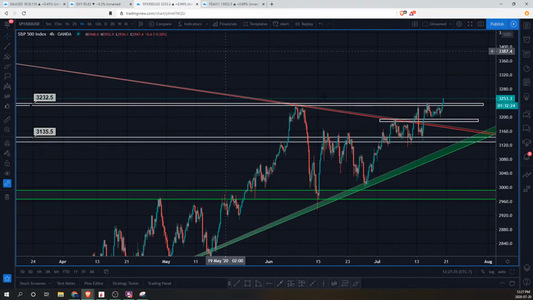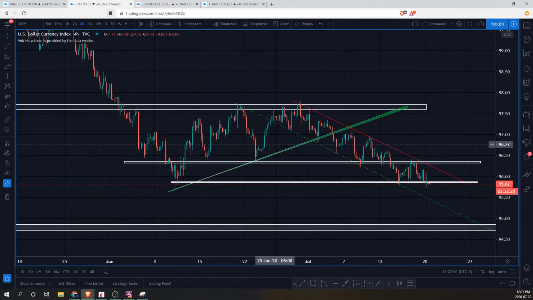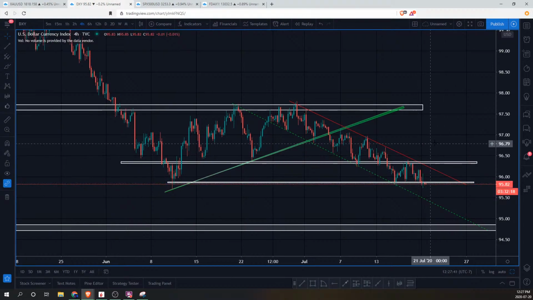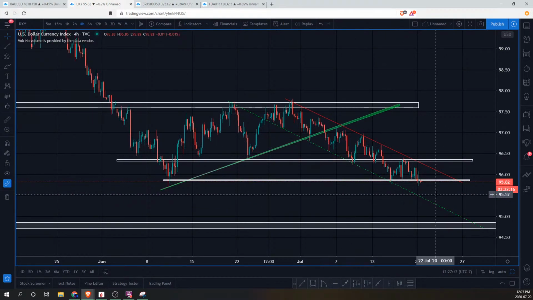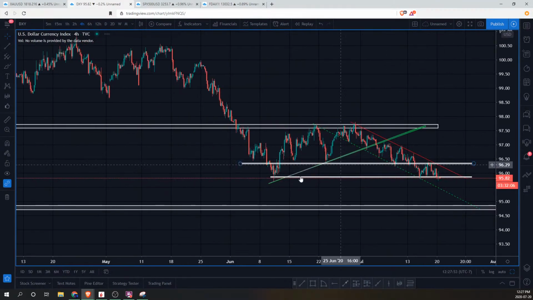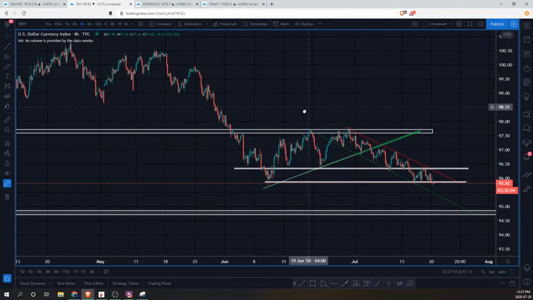So with the S&P breaking to the upside, looking really strong, I do expect the dollar to weaken further from this point. Like we said, we've been holding a descending channel with a series of lower lows and lower highs. And we do see that next lower low breaching and breaking below this previous low. So it does look like the momentum is just going to further continue to the downside.